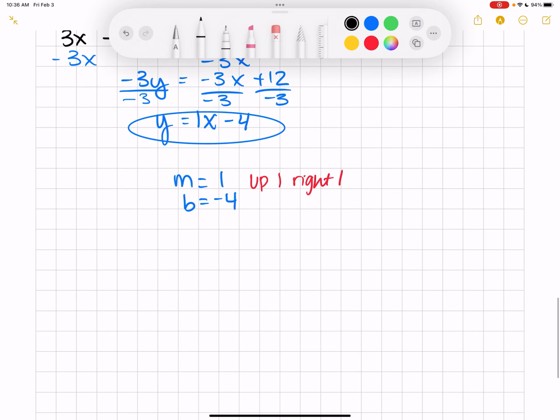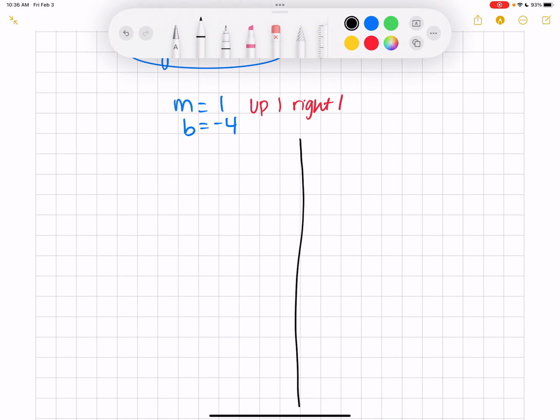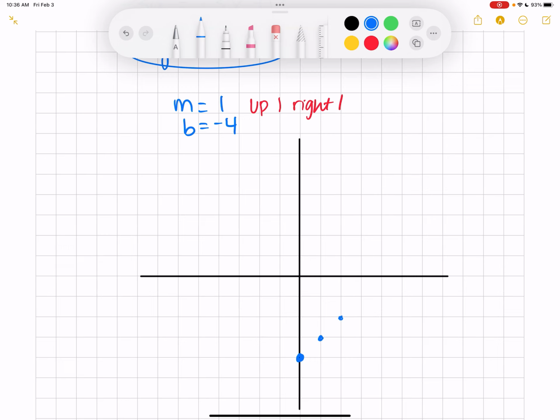So I'm going to set up a graph here. And each line I'm going to let be 1, so I'm not going to label them or anything. All right, so the very first thing that we do is we plot the y-intercept. So your first point is always going to occur on your y-axis. My y-intercept is negative 4, so I go down 4, and I put a point. And then from this point, I do my slope. We said it's up 1, right 1, so I go up 1, right 1. Up 1, right 1.